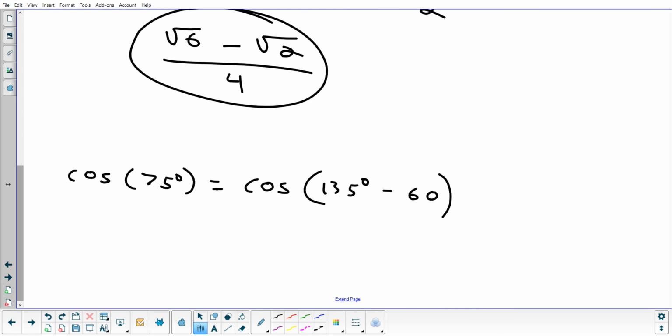I was actually thinking of another one. Anybody think of another way you can get 75 by subtracting two numbers? Yeah? 120 minus 45. So there's lots of ways to do these. You just have to come up with two numbers that add or subtract to give you the number you're looking for, and they have to be multiples of 30 and 45. Okay. Is there any question on that? All right.